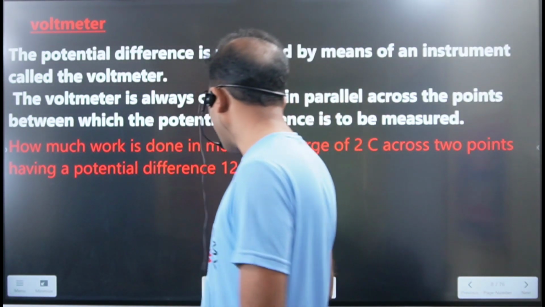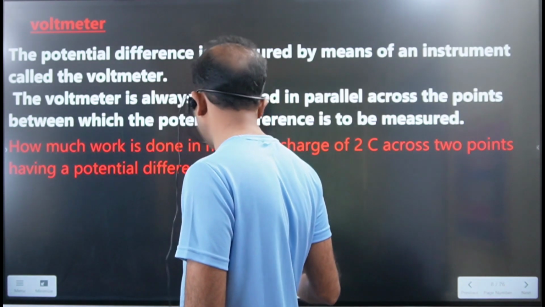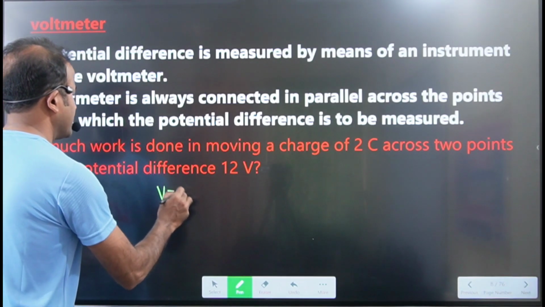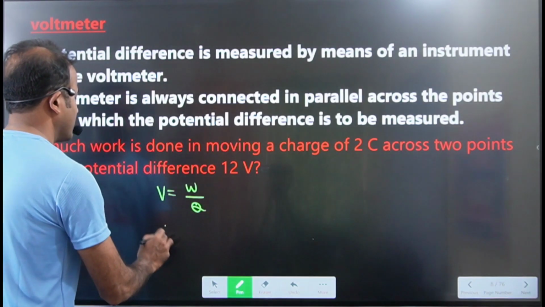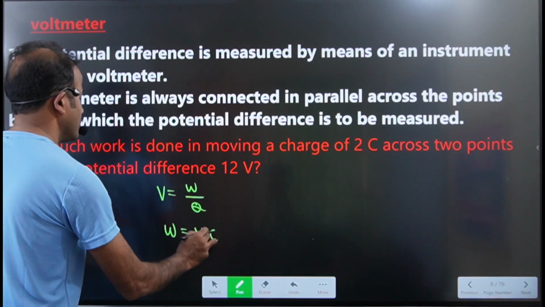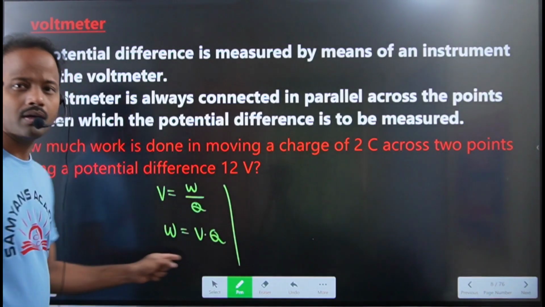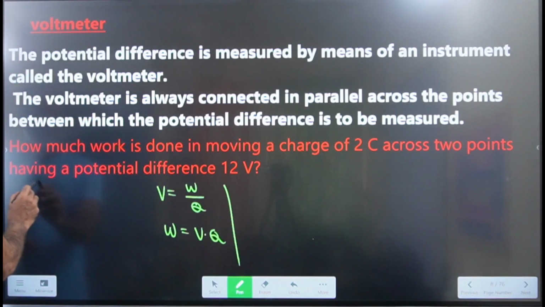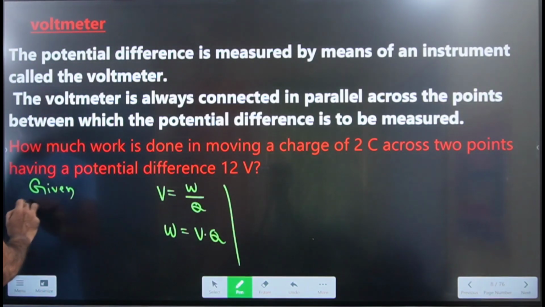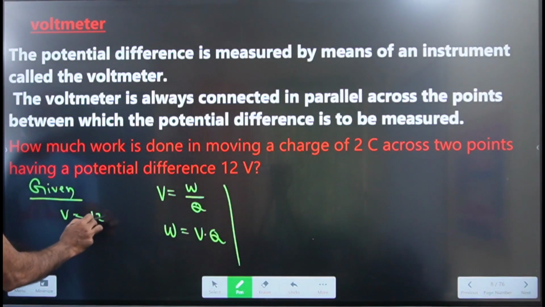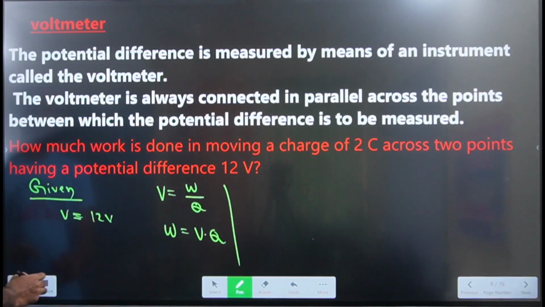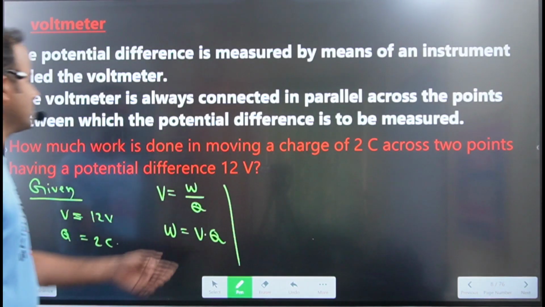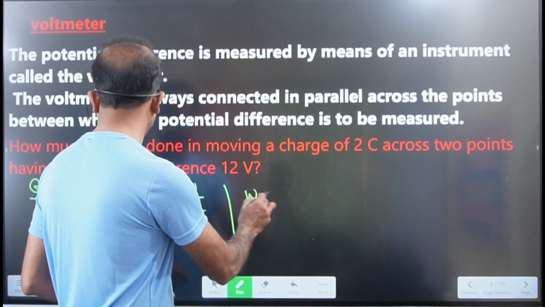Then how do you calculate? We have a formula V equal to W by Q. Already you know that formula V equal to W by Q, right? And W equal to what here? W equal to V into Q. Given things, what are they given? Voltage they given 12 volt, and Q equal to how much? 2 coulomb. Just substitute the values here, then we will get the work in joules.